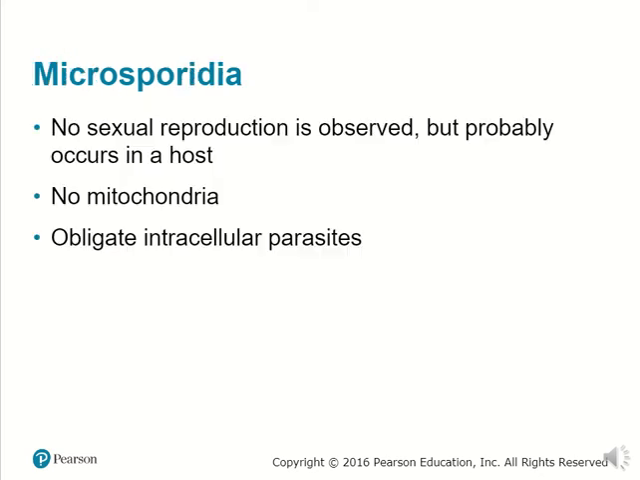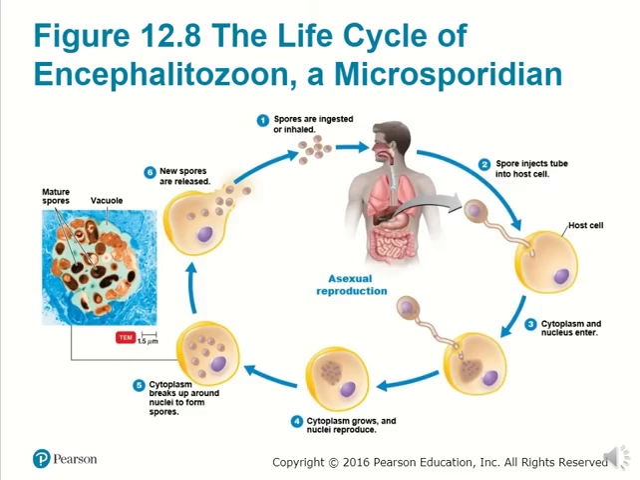In the case of Microsporidia, no sexual reproduction has been observed, but it is typically proposed that it probably occurs in a host environment. There are no mitochondria as well, and these are obligate intracellular parasites, needing to obtain energy from other organisms. And this is an example of the life cycle of Encephalitozoon, which is a microsporidian, a type of fungal parasite.